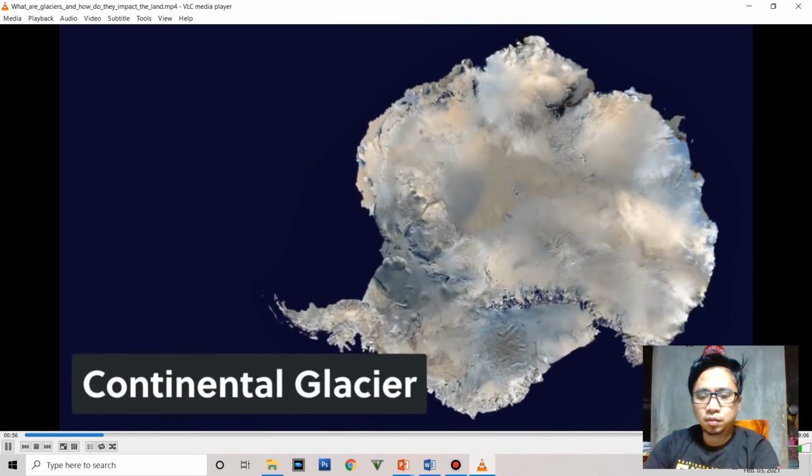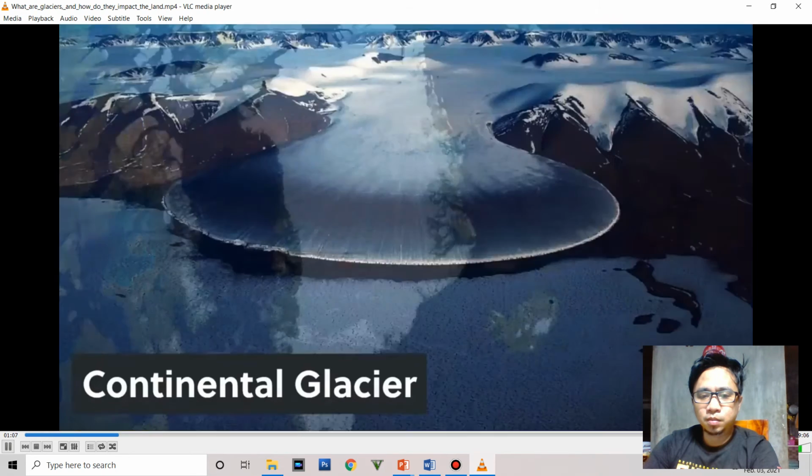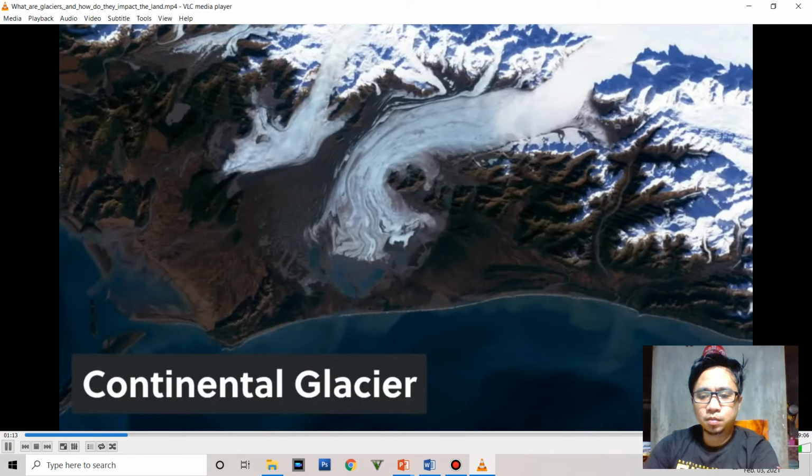A great example of a continental glacier would be Antarctica. It's this huge, thick sheet of ice that covers virtually the entire landmass. We see a similar thing in Greenland. Up close, you can see these huge sheets of ice ooze out from the center towards the coastline, slowly grinding away the rock beneath.